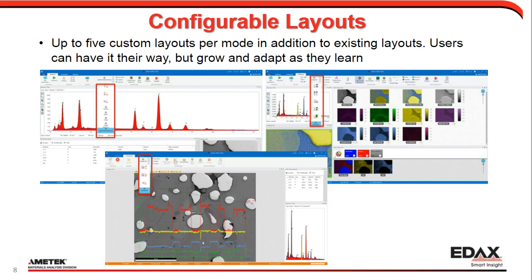You can have it your way, but grow and adapt as you learn. These are examples of custom layouts for spectrum, line scan, and mapping from left to right, top to bottom. In the bottom layout, we can see that the user is using a very large image window to see the overlay of line scan on SEM image.